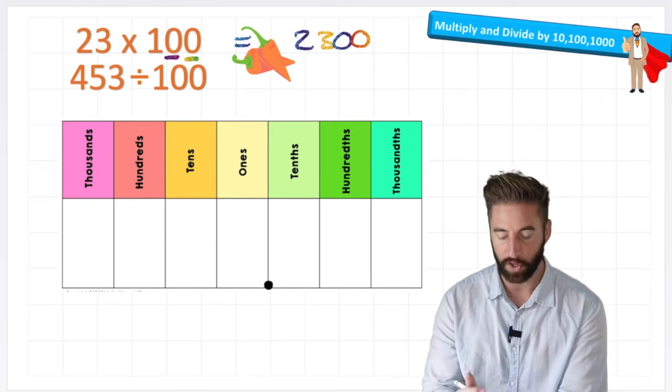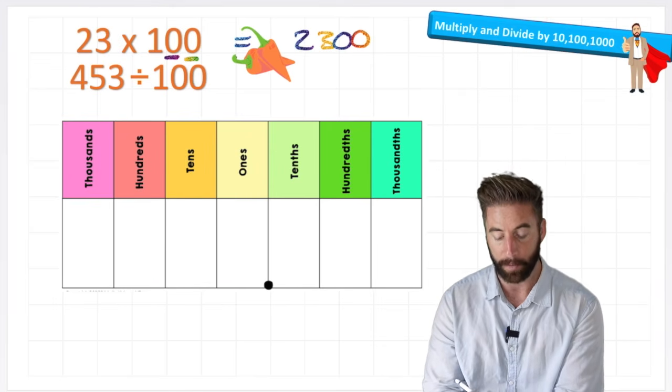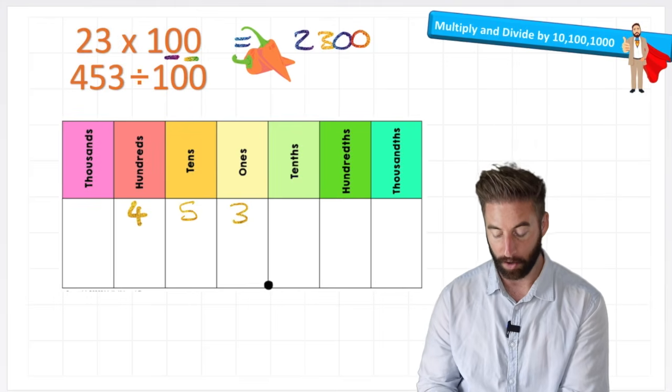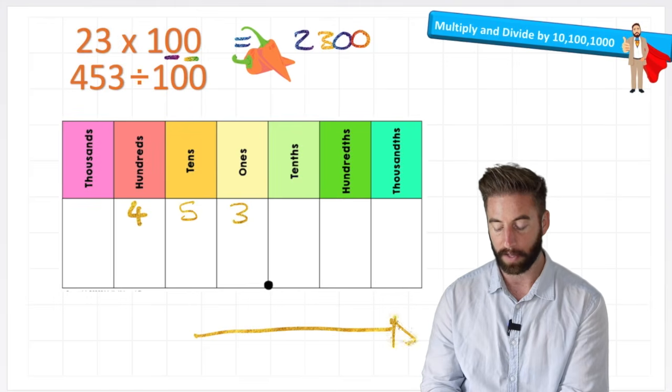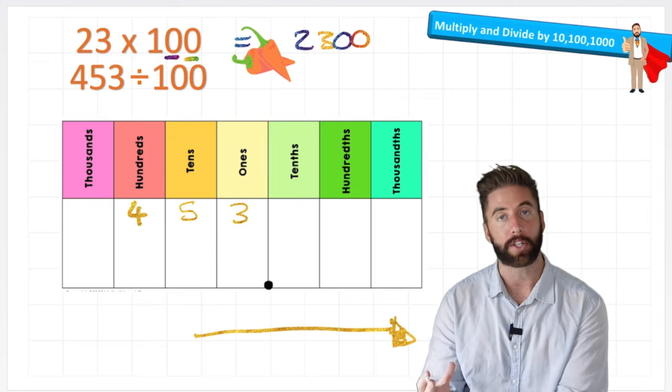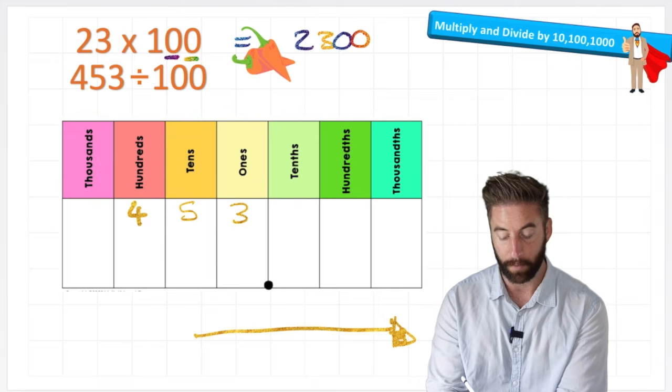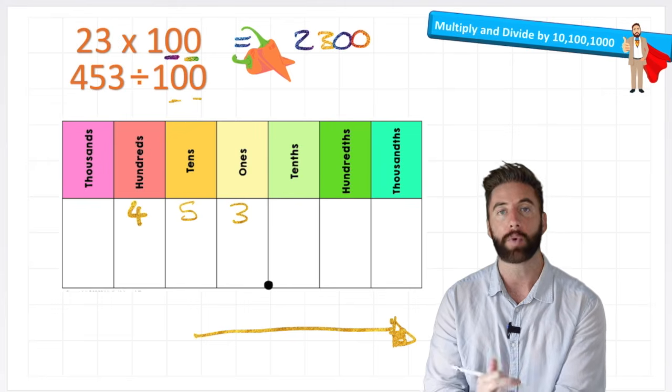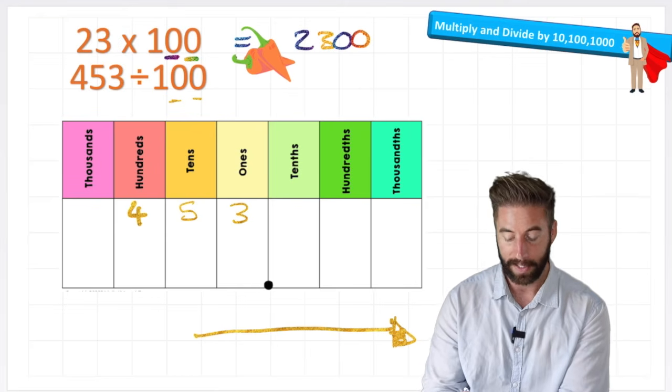Okay, so let's look at our division question. 453 divided by 100. But now I'm dividing, so remember, I'm going to be going down the place value chart to the right. How many times am I going to go to the right? Well, I'm dividing by 100. I need to make it 100 times smaller, so I'm going to move it 1, 2 places, which will make it 100 times smaller.